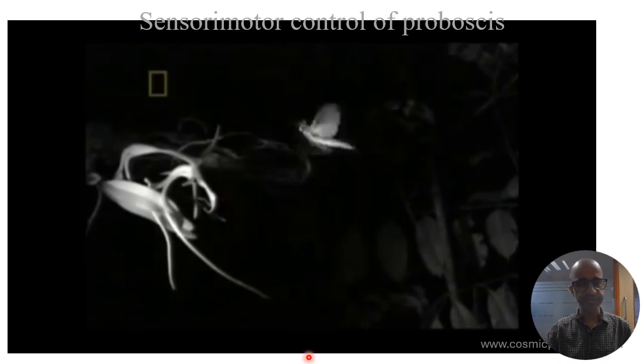This whole process has to be guided quite precisely. Remember that flowers are moving around. This video was shot at night because many of these moths are nocturnal, so there's no light available to the moth. This was shot in infrared light so that the moth couldn't see what was going on.